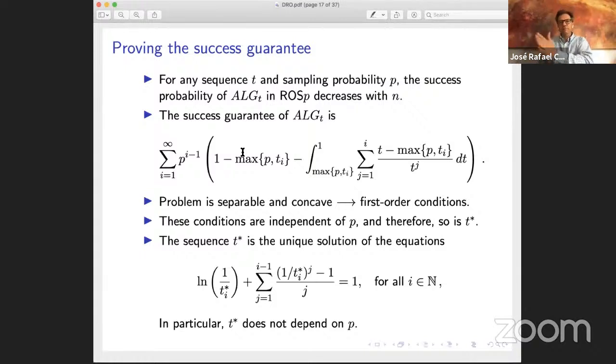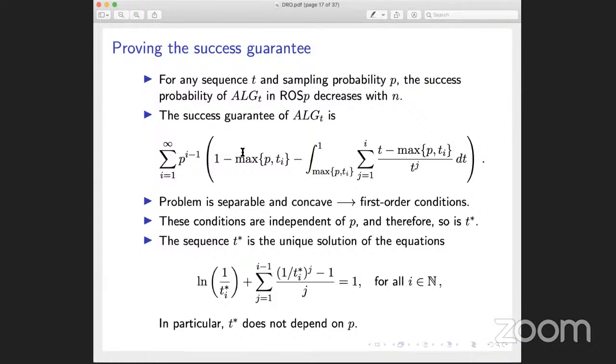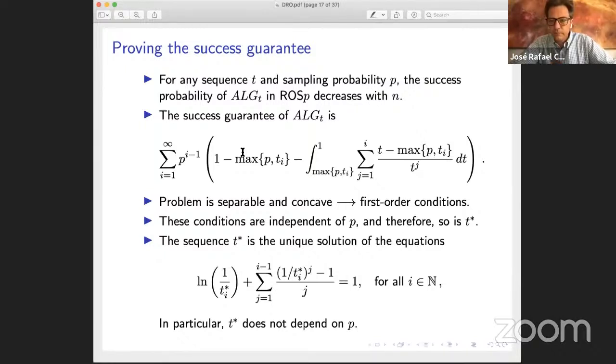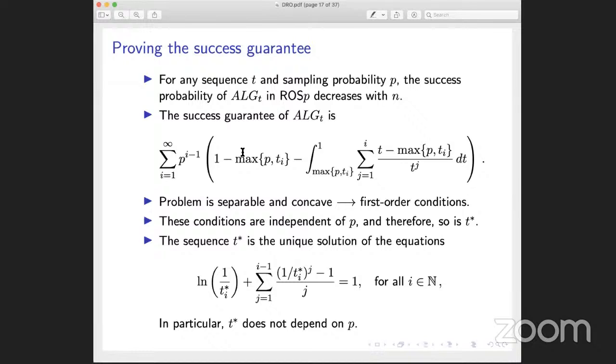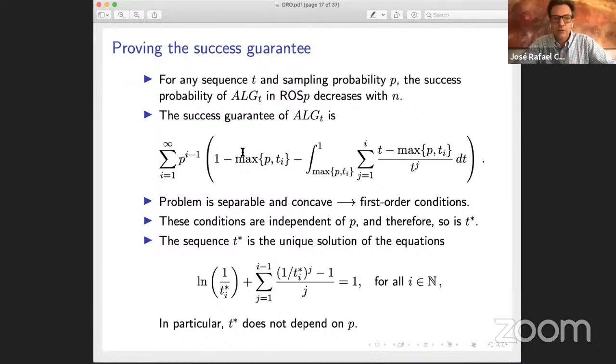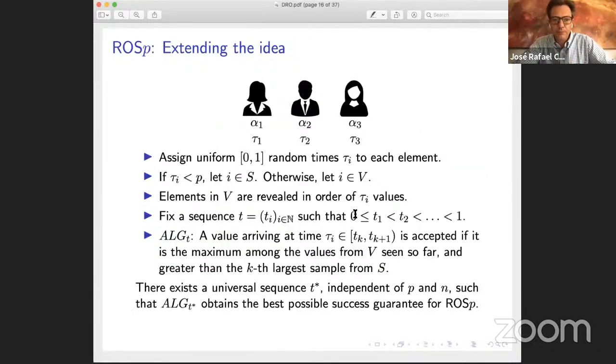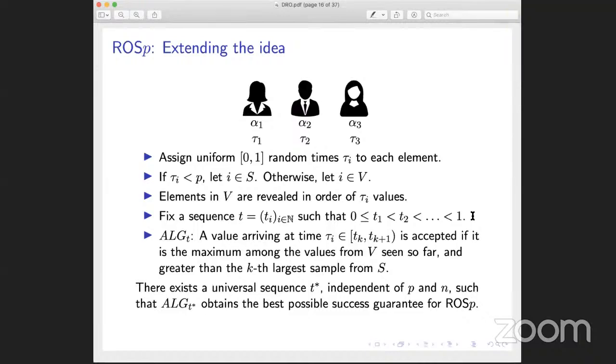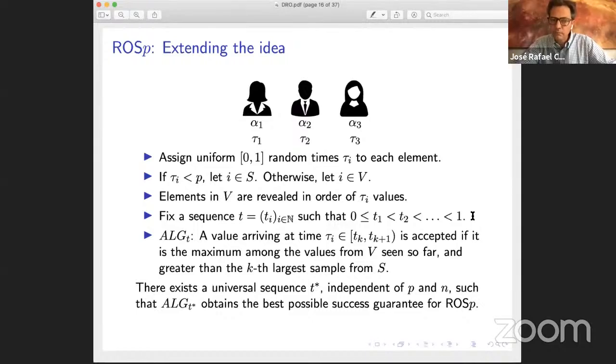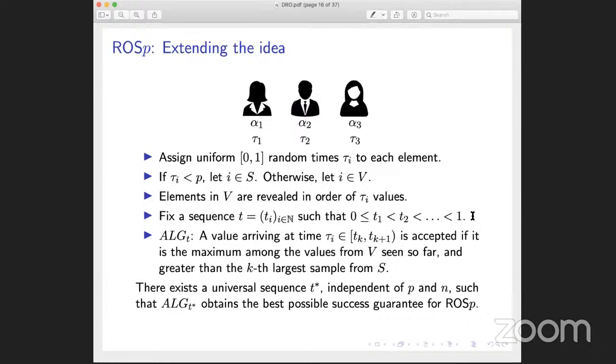for any sequence T. Hey, Jose, can I slow you down for a second? Yeah, sure. Sorry, on the previous slide, I missed what is T star. Oh, T is a fixed sequence. In principle, this is like the summary, right? My algorithm is going to be indexed by a sequence T. So T star is a vector of the optimal switching times. Yes.